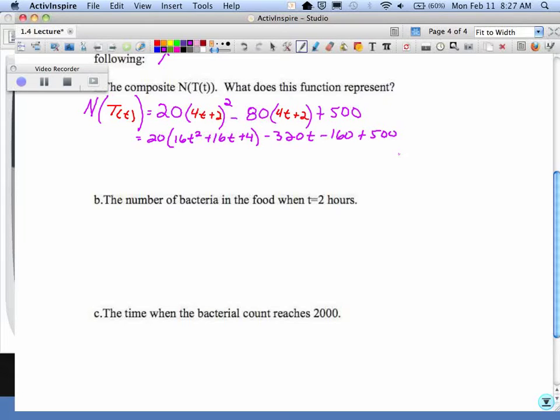Now multiply by 20. 20 times 16 is 320t squared. 20 times 16 is 320t. 20 times 4 is 80, minus 320t, minus 160, plus 500. So the result is this: 320t squared, and that's 580 minus 160, which would be 420.